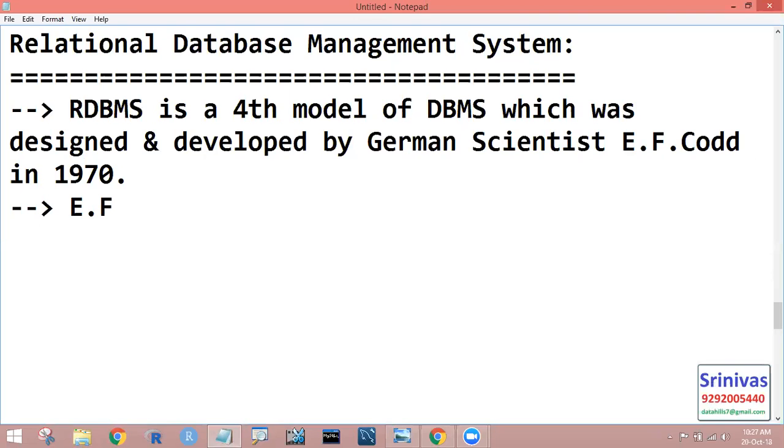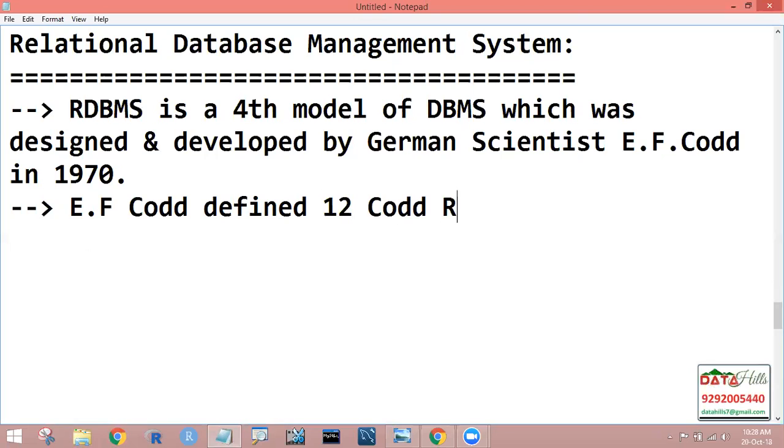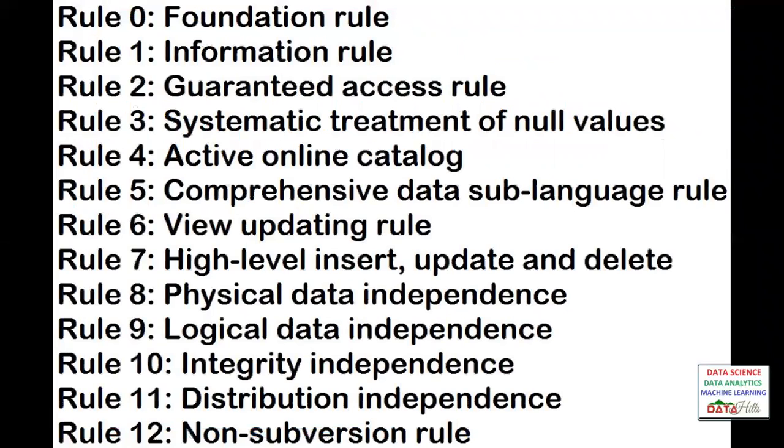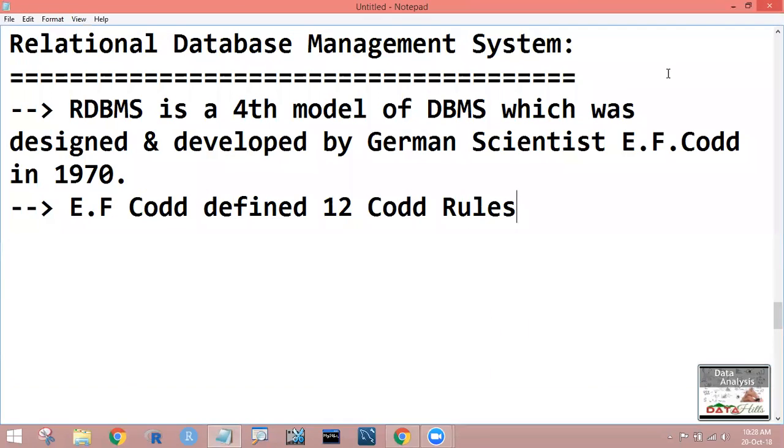E.F. Codd developed some rules and named them Codd rules. Those are the 12 Codd rules. Observe these rules: they were developed by the German scientist who belongs to IBM, named E.F. Codd. He developed these 12 Codd rules.